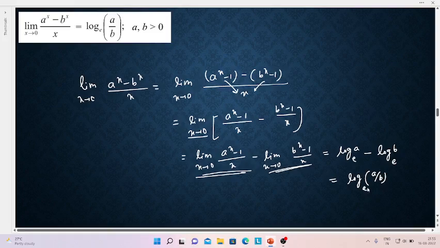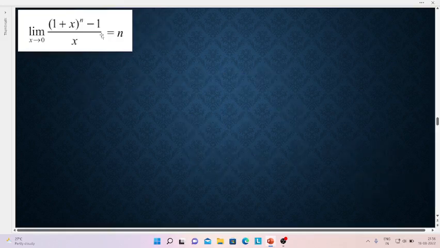Log a by b is base e, because a and b should be positive; otherwise that logarithm function will not be defined, right? So here you can see how the proof came. This is actually the formula you have to remember, so that you can solve some questions related to this topic very easily, right?